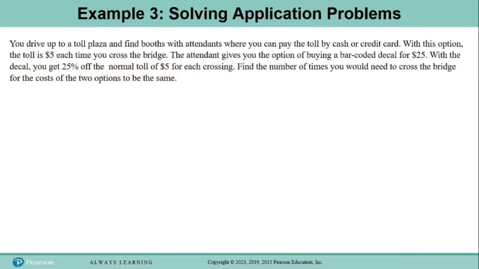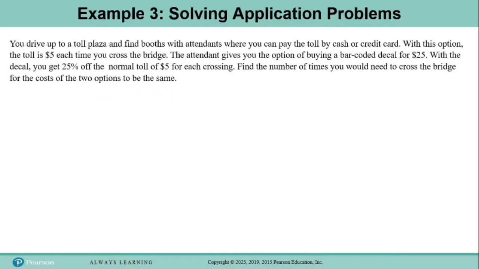Okay, here's another one. You drive up to a toll plaza and find booths with attendants where you can pay the toll by cash or credit card. With this option, the toll is $5 each time you cross the bridge. The attendant gives you the option of buying a barcoded decal for $25. With the decal, you get 25% off the normal toll of $5 for each crossing. Find the number of times you would need to cross the bridge for the costs of the two options to be the same.